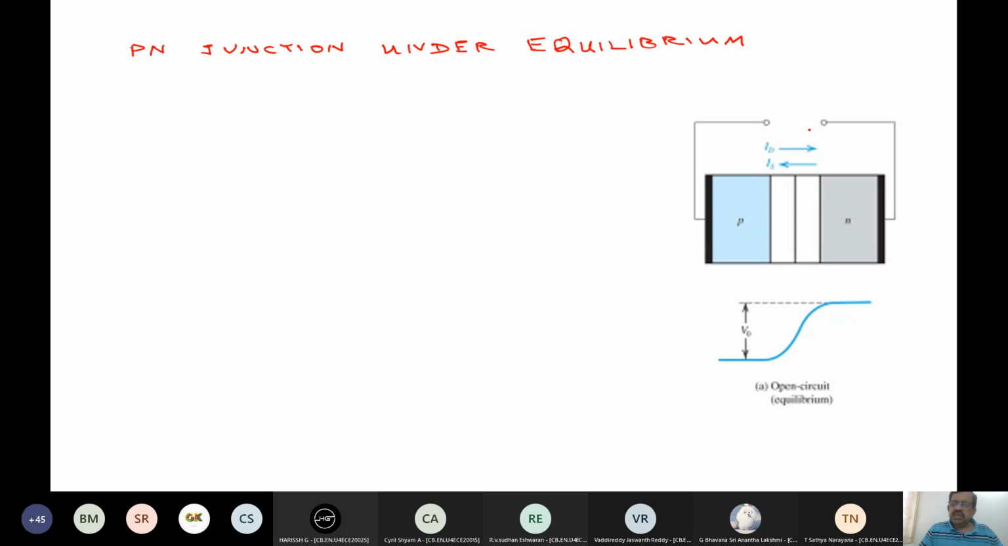Now you see in this image that the terminals are open circuited, in the sense that there is no external bias. Therefore, we consider this PN junction under equilibrium. We know the majority carriers in a p-type material are the holes and the minority carriers are the electrons. In n-type, the electrons are the majority carriers and the holes the minority carriers.